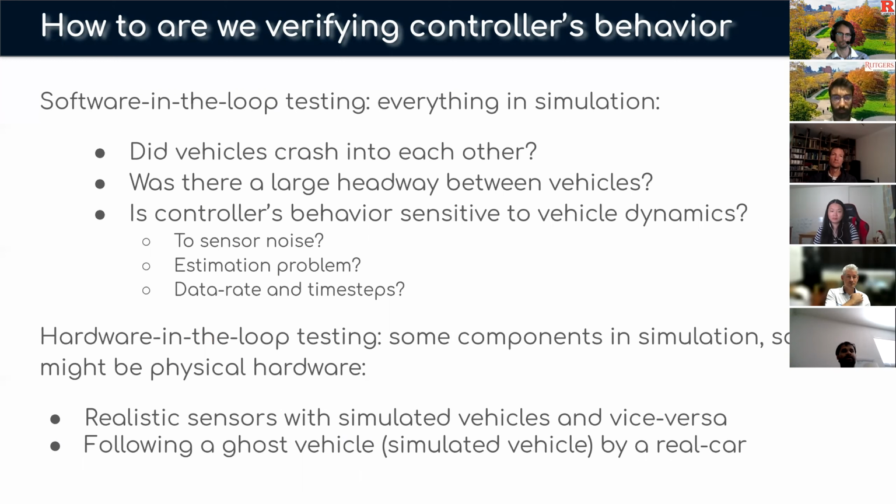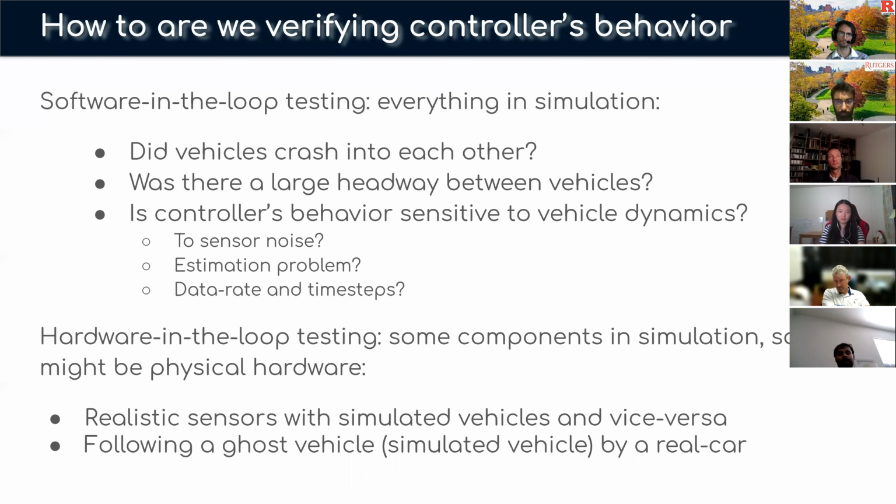The second concern for the mixed autonomy project is whether we are able to dissipate the traffic waves or not, and whether the controller is unnecessarily leaving a large space gap. Then, is the controller sensitive to vehicle dynamics? Depending on how different vehicles behave, either in simulation or with the real vehicle, the controller itself might behave very differently because we have feedback control. Then, how do these controllers react to sensor noise? Do we have an estimation problem?